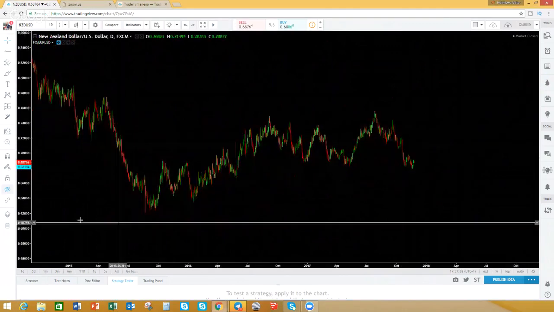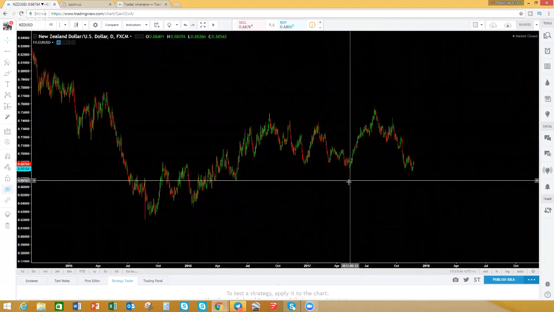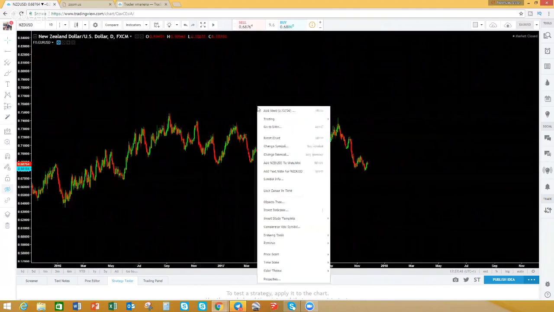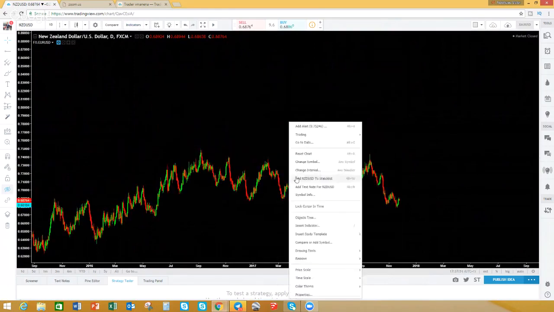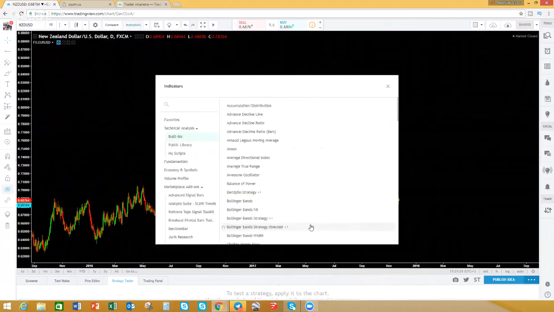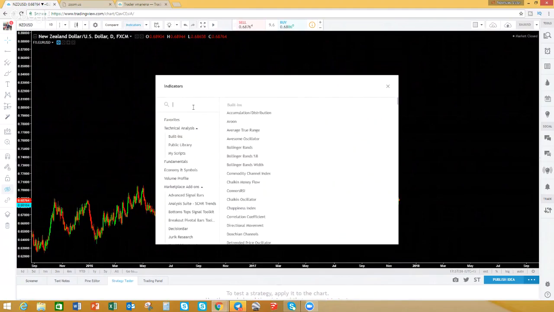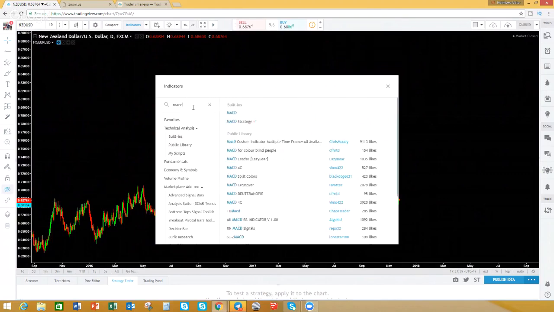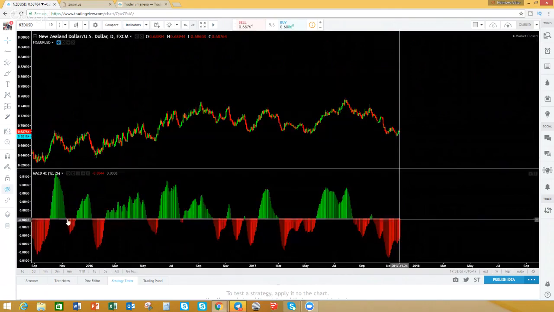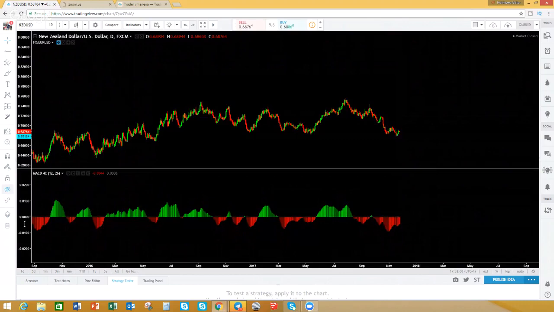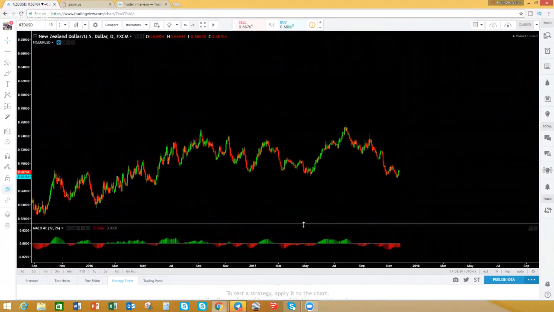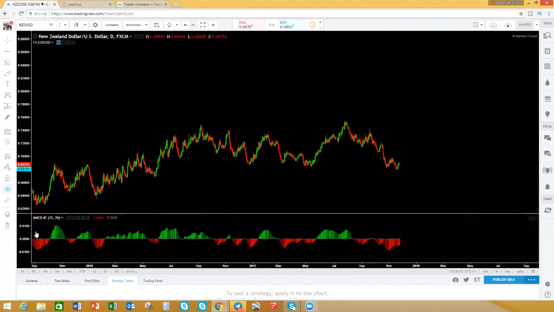Right, so let's have a look over there. So this is what we're looking at now. This is a daily chart. Let me put up my MACD over there. Not that, the indicator. I'm going to put up my MACD. Okay. All right, let's pull this down over there.